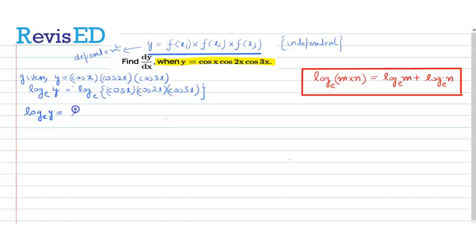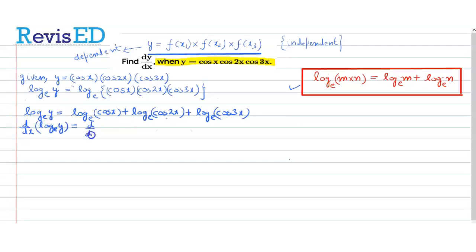So log base e of y is equal to, using this property, a sum of the cos terms: log base e of cos of x plus log base e of cos of 2x plus log base e of cos of 3x. Now, as we can see, our equation has become simplified. Now differentiating both sides with respect to x.